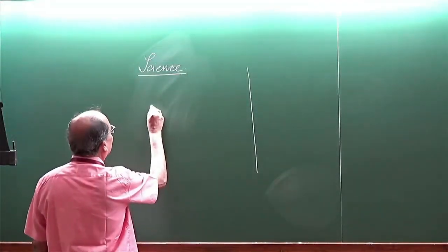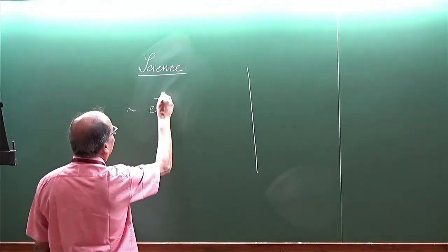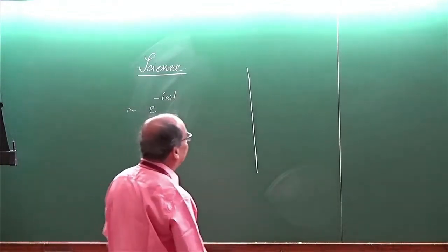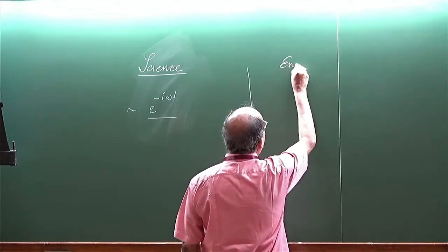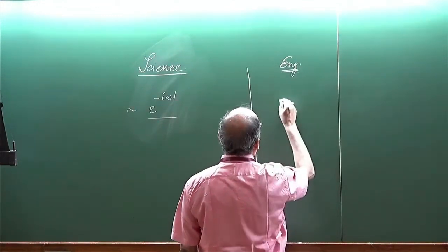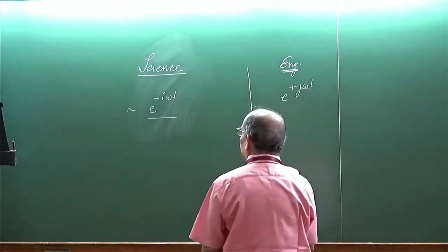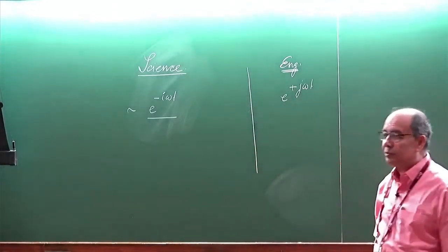You will be writing the temporal factor as e to the power minus i omega t. Monochromatic waves will be written like this, whereas the engineering community will be writing e to the power plus j omega t. This looks very simple, but it creates a lot of confusion.